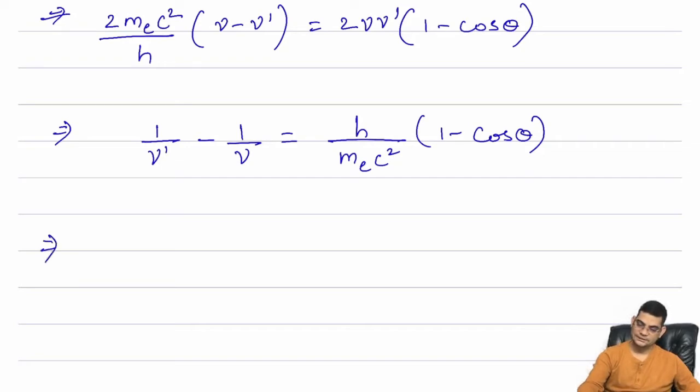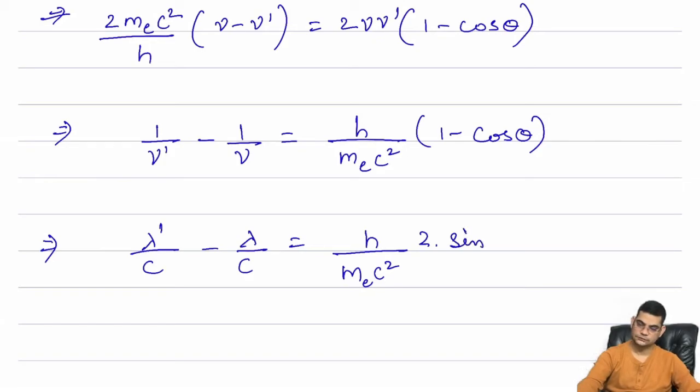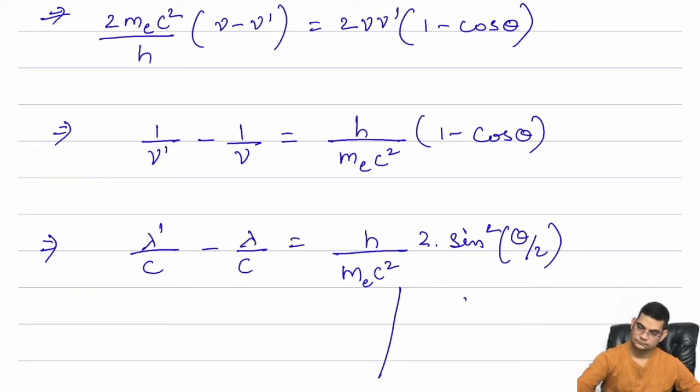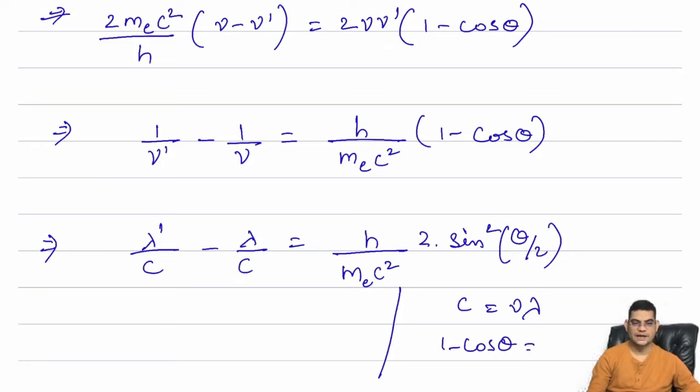This can be written as lambda dash by c minus lambda by c is equal to h by me c square into 2 times sin square theta by 2, because we know that c is equal to nu lambda and 1 minus cos theta can be written as 2 times sin square theta by 2.